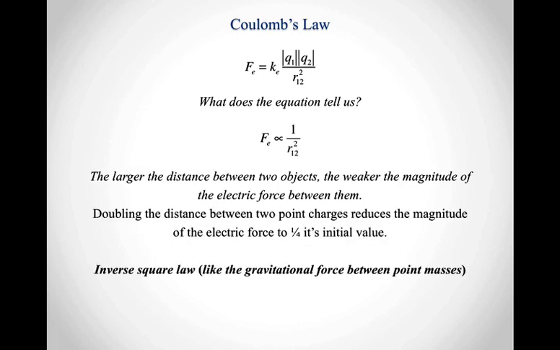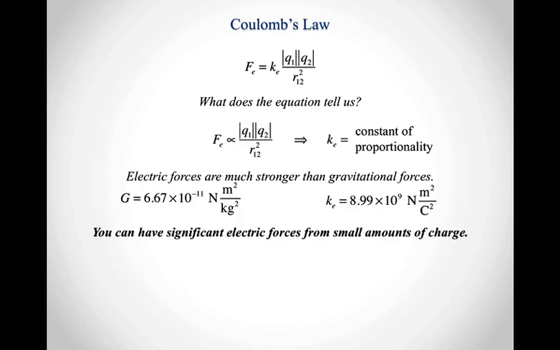What else does this equation tell us? Well, again, the electric force is proportional to 1 over the distance between your charges squared. So R12 is just saying the distance between particle 1 and particle 2. That distance gets squared, which means the larger the distance between the two objects, the weaker the magnitude of the electric force between them. If you double the distance between your two point charges, the electric force is going to fall off by a factor of 1/4, right? This is known as an inverse square law, just like the gravitational force between masses. So the universal law of gravitation was also an inverse square law.